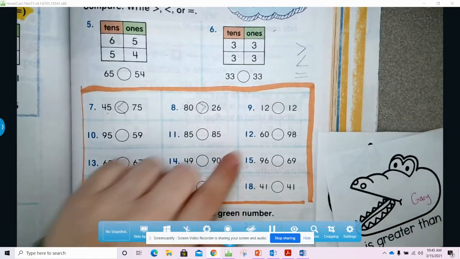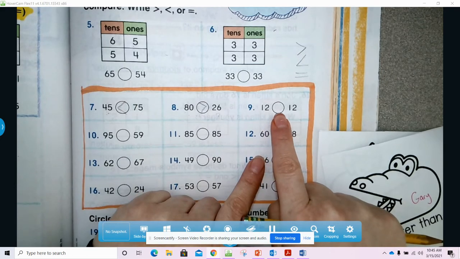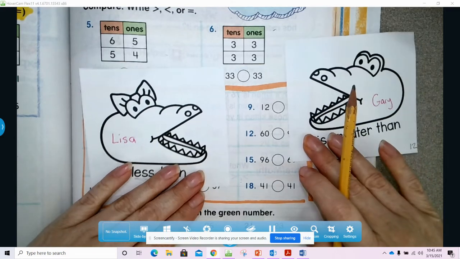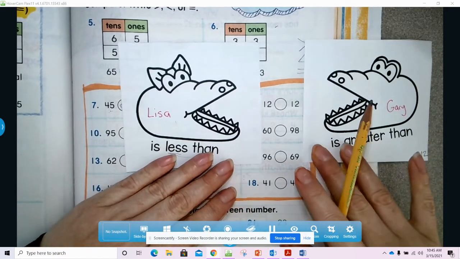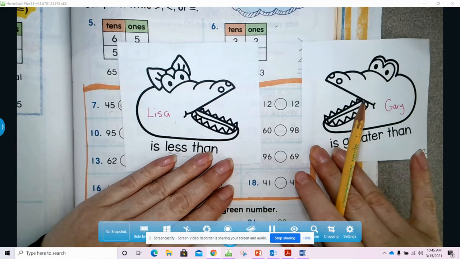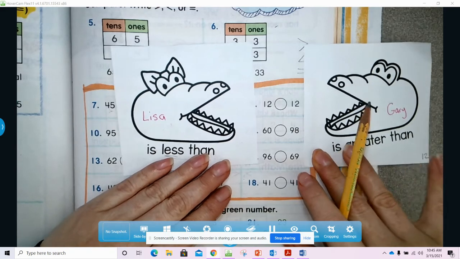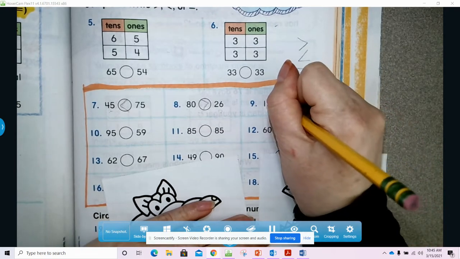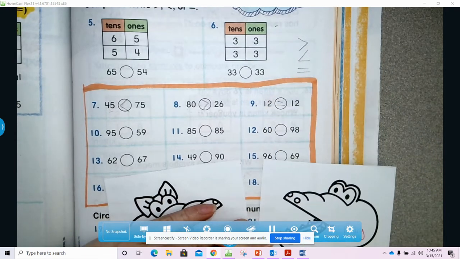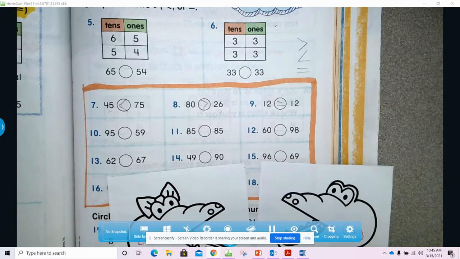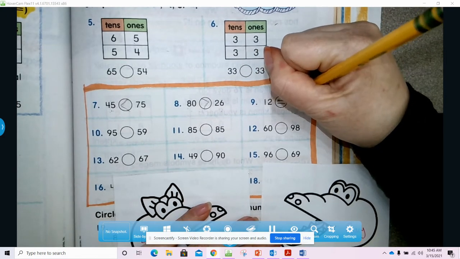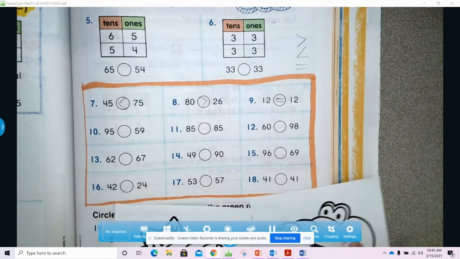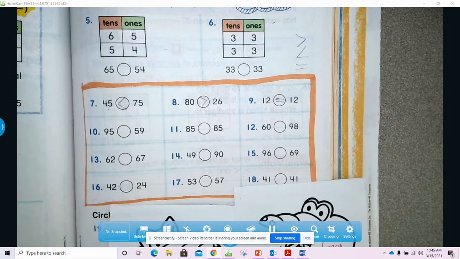Okay, let's try another one. 12 and 12. Who's gonna eat? Gary or Lisa? Or neither? Well, these numbers are equal to each other. They're the same. So we're gonna use our equal sign. They're equal. Okay, I'm gonna do 3 more with you guys and then you're gonna try the rest on your own.